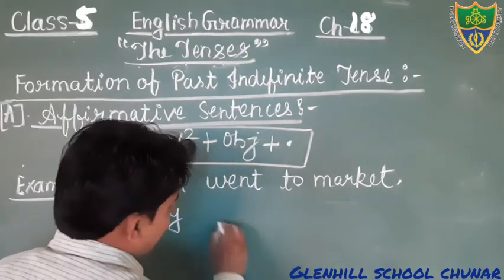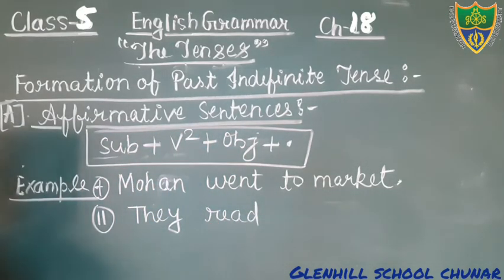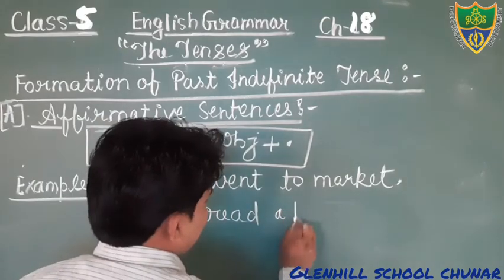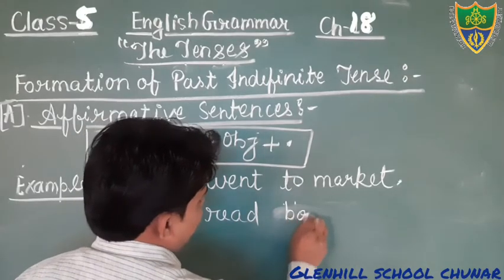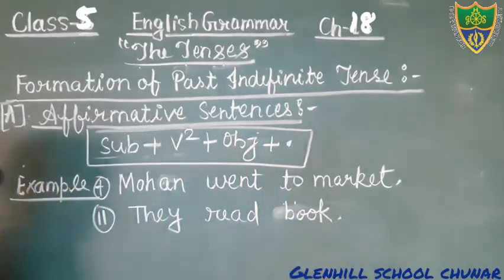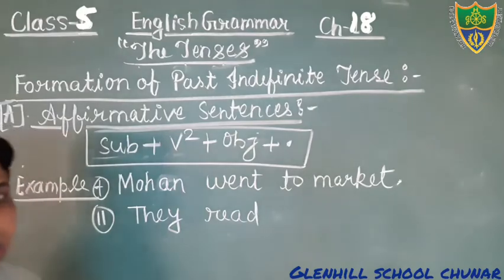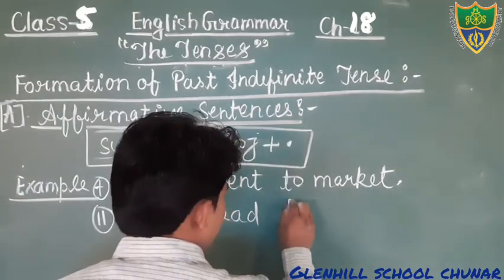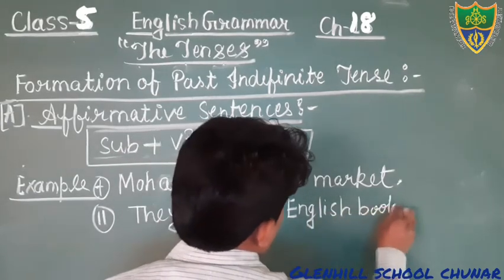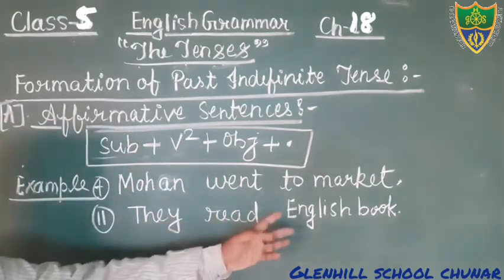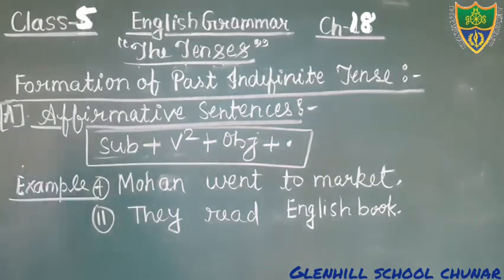Students, the second form of the verb of read is read, but the spelling will be same. Just see. They read a book. They read book, you can mention. Or you can also mention the name of the book. They read English book. Or you can say also English one. They read English. Okay students, so these two examples you will mention in your copy also.